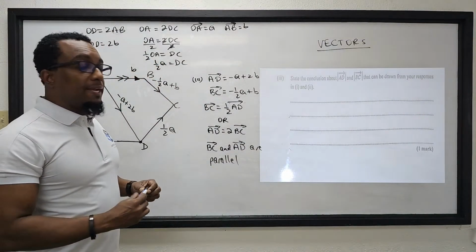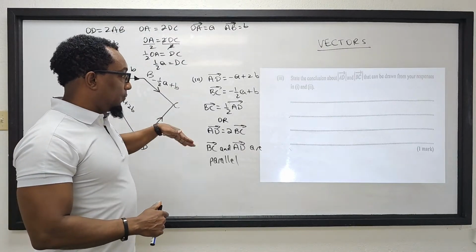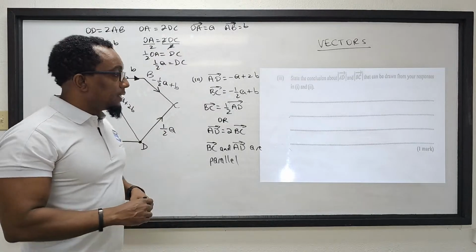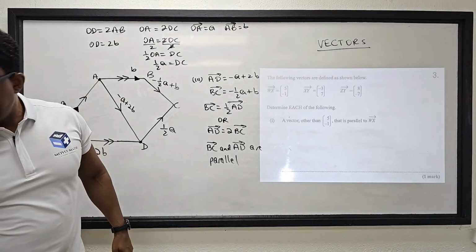Alright, so to show 2 vectors are parallel, you want to show that there is some proportion existing between them. So that's it for that question. Let's move on to another.